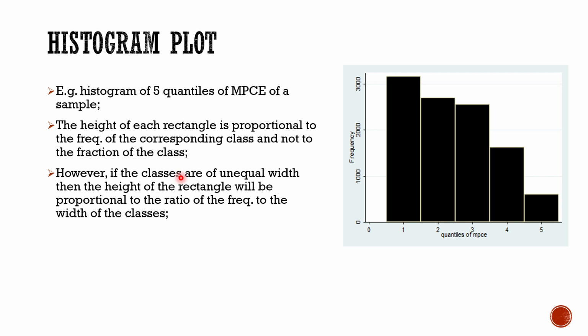However, if the widths are unequal, then the height of the rectangle will be proportional to the ratio of the frequency and the width of the class. This you will have to remember.